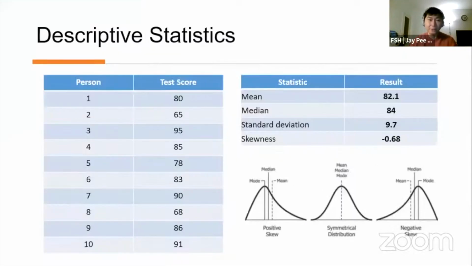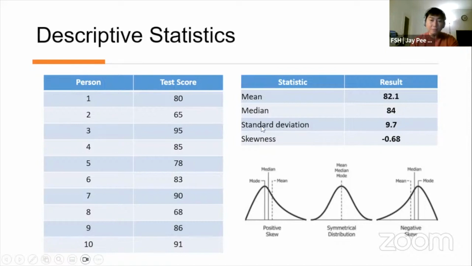Okay, so let me just give you an example here. Let's say, for example, we have sample data of the test scores of 10 students. The mean is, let's say, 82.1, and the median is 84 based on these values, and the standard deviation is 9.